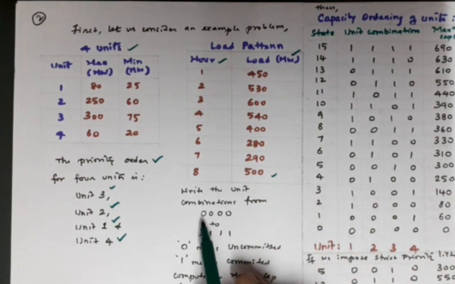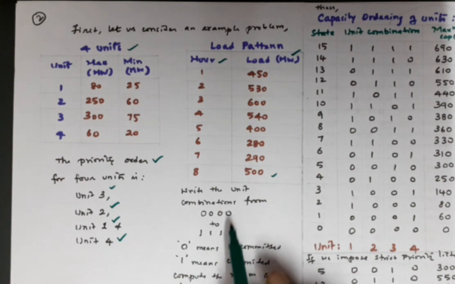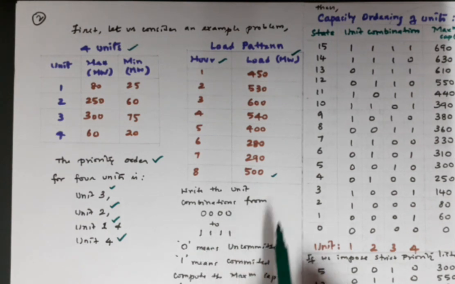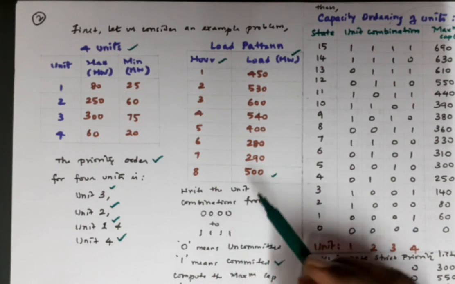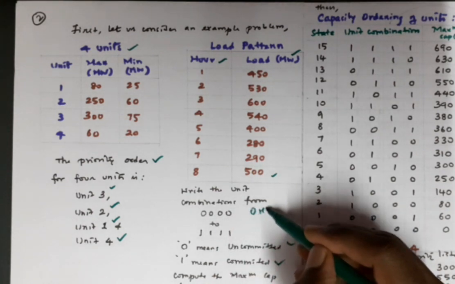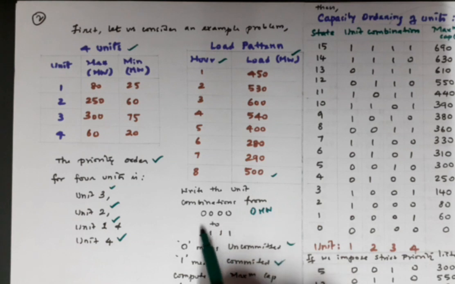So you have 4 units. So you write 0000 and 0001, 0010, like that you order or you arrange up to 1111. So if you write this ordering from 0000 to 1111, 0 means the units are uncommitted and 1 means the units are committed. So compute the maximum capacity for all the 15 combinations. From C, if it is 0000 means no unit is committed. What you will get? You will get 0 megawatts. Am I right?